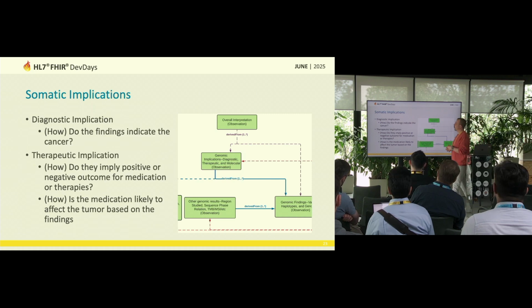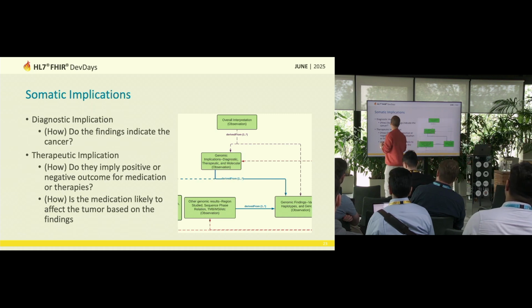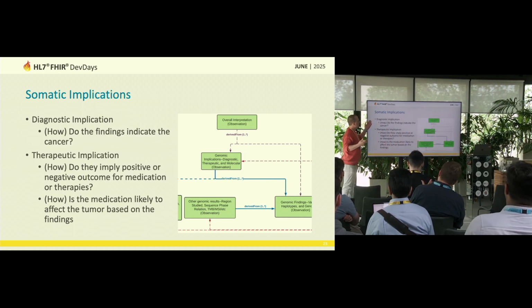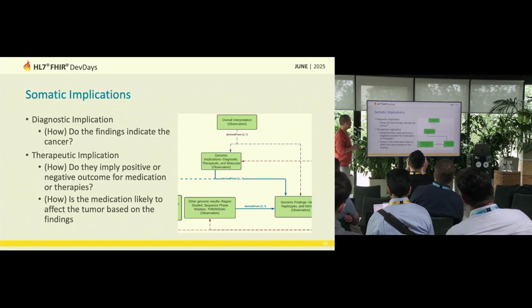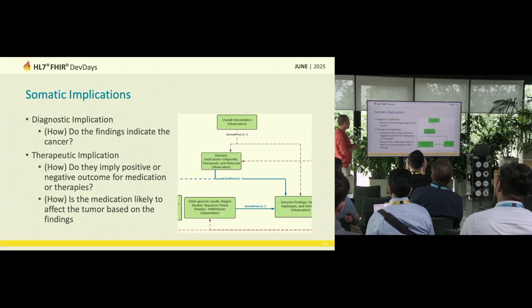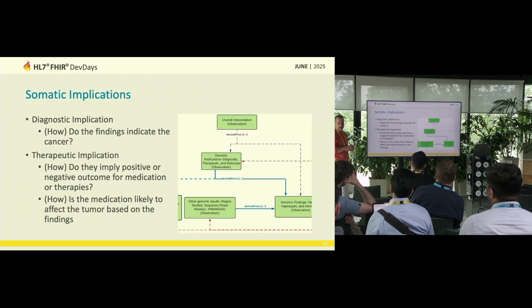Implications, somatic implications. So we have the diagnostic implication. Simple example, do the findings indicate cancer? This would be a diagnostic implication. In contrast, we have the therapeutic implication. Do they imply positive or negative outcomes for medication or therapies? So is this tumor susceptible to this treatment? Or how is the medication likely to affect the tumor based on the findings?